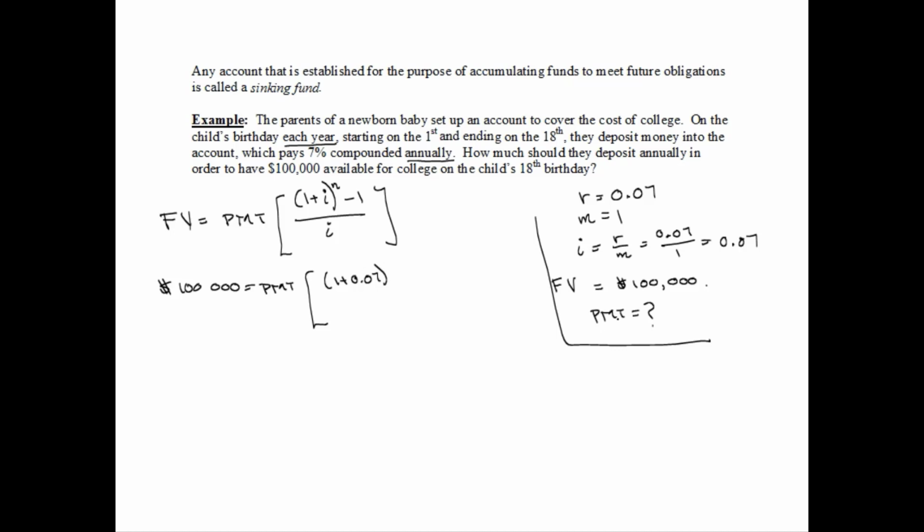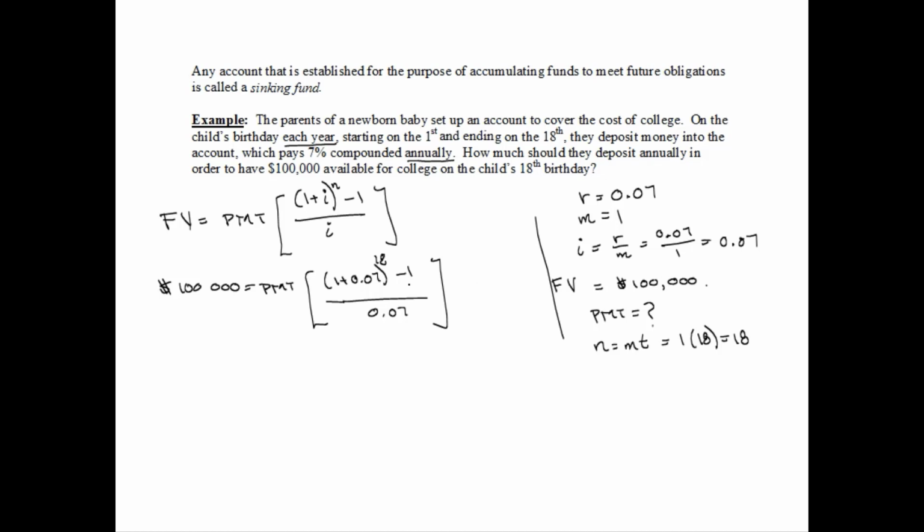My N, let's determine our N. Didn't do that part. My N is equal to MT. It was compounded once per year times 18 years, so there will be 18 payments, 18 compounded periods. Okay, so we solve this for payment.